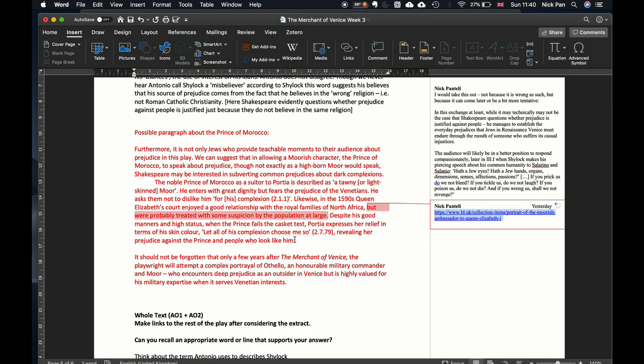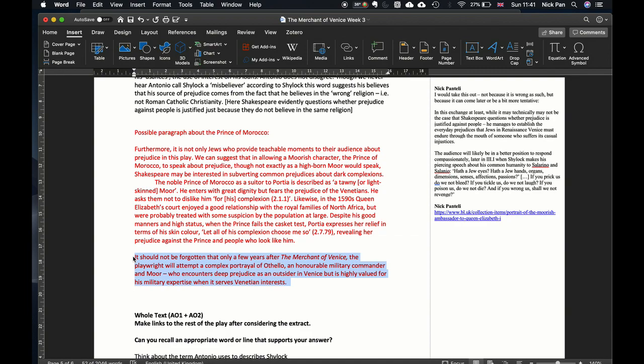And this is just another comment which you can either keep or not keep in your essays. I would say don't keep it, because it's not speaking directly to the Merchant of Venice, which you're supposed to do, but it should not be forgotten. Only a few years after the Merchant of Venice, the playwright Shakespeare will attempt a complex portrayal of Othello, an honourable military commander and more, who encounters deep prejudice again in Venice, an outsider in Venice, but is highly valued for his military expertise when it serves Venetian interests.